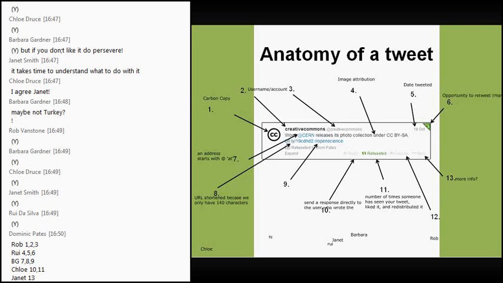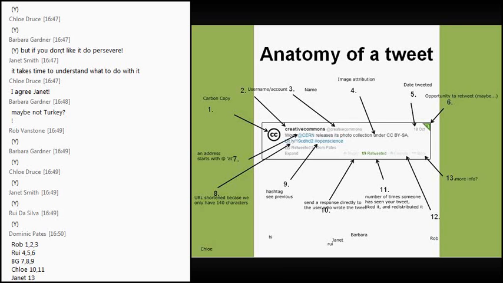Let's have a little look at what your responses are. Rob has started off at number 1 with that this is a carbon copy. Number 2 showing for the username or account. Number 3 for the name. Number 4 is showing this was Rui, showing as an image attribution. Number 5 is showing as the date tweeted. Number 6 is showing us the opportunity to retweet, perhaps.